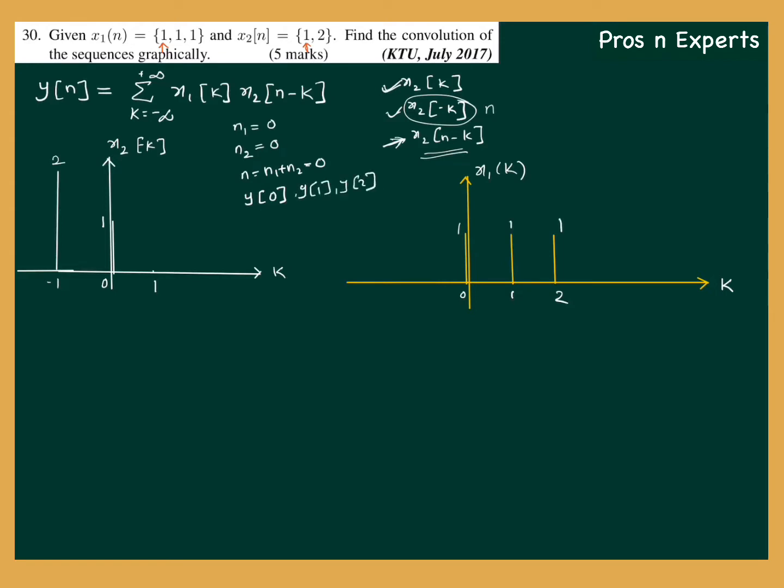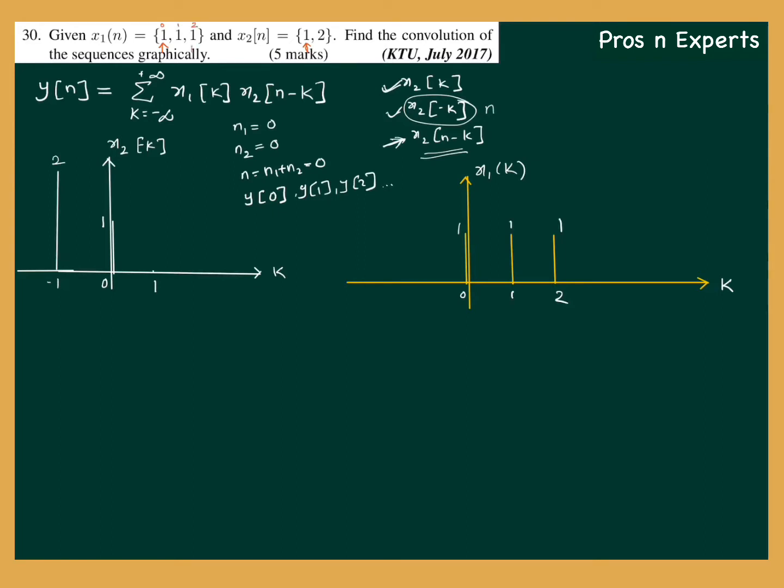And what should be the end n value of y of n? It should be the sum of the end n value of x1 of n plus the end n value of x2 of n. So what is the end n value of x1 of n? This is n equal to 0, this is n equal to 1, this is n equal to 2.